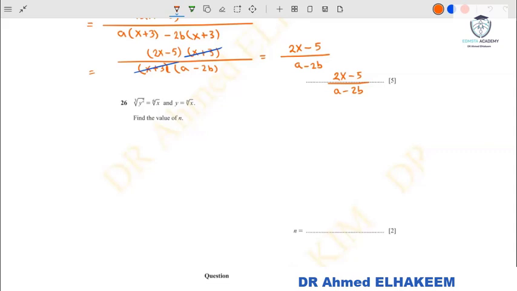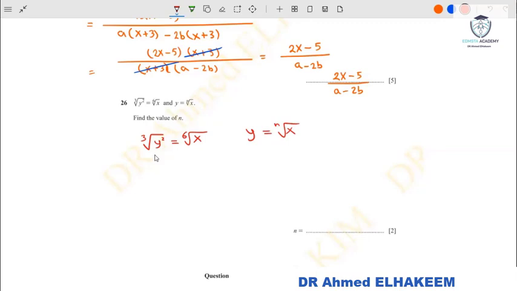Okay. We took these last year, but I totally forgot them. Now, this will be our last question today. We have here y equals radical x, and y squared equals radical x, and find n.